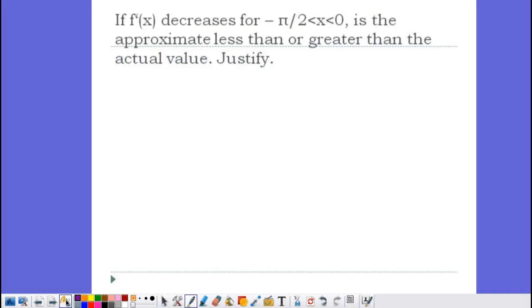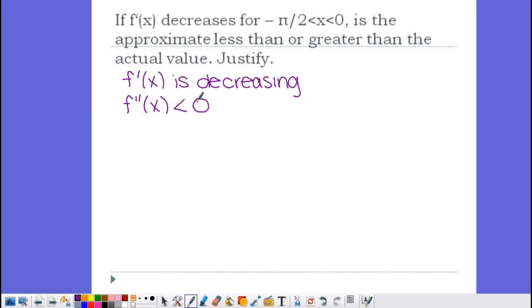Okay, so how would you write that? How would you prove it was concave down? What do we need to know? f prime of x is decreasing on the interval, so that means that f of x is concave down over there. What do we know about the second derivative then? That it would be negative. Yes, so the second derivative would be less than 0. Therefore, f is concave down.